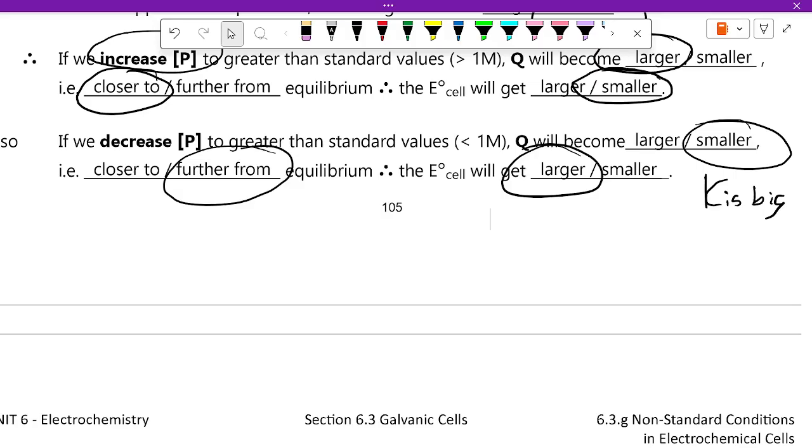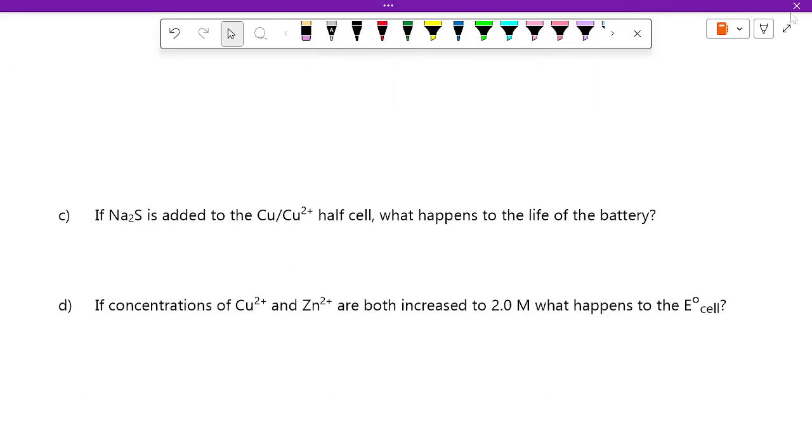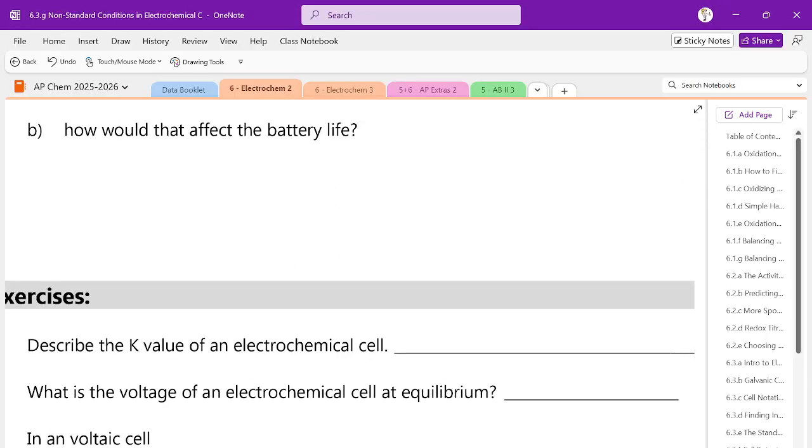Also, how do you know if it's Co2+ or just Co? Which one has the bigger potential? It's Co2+. Yes. That's why it's Co2+.